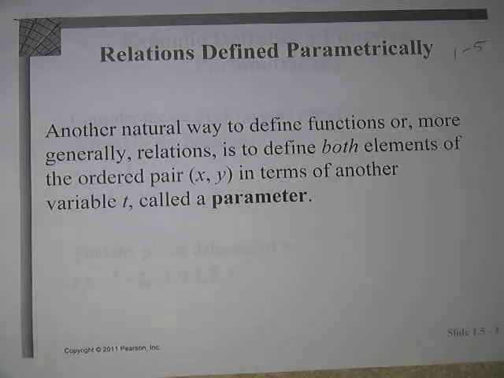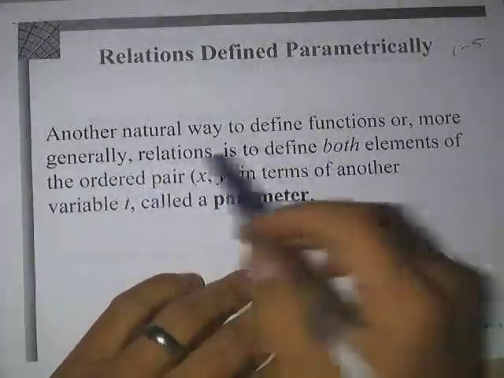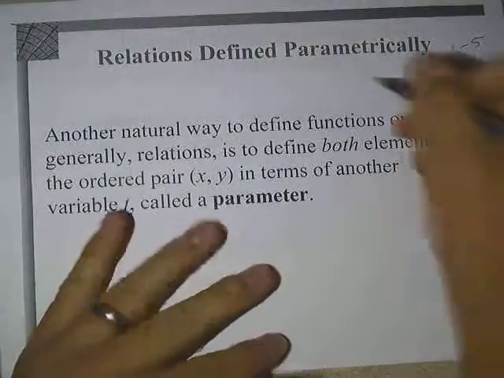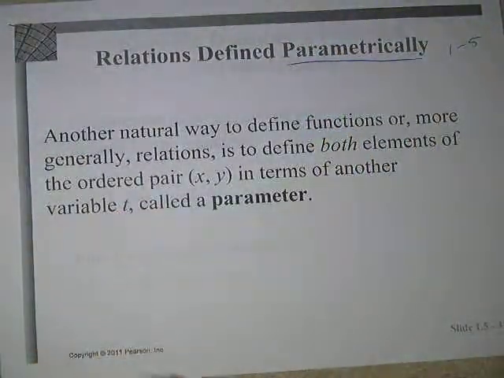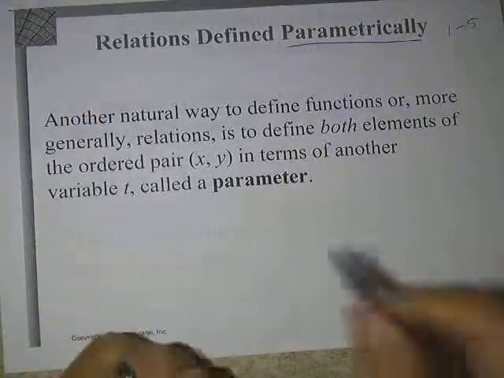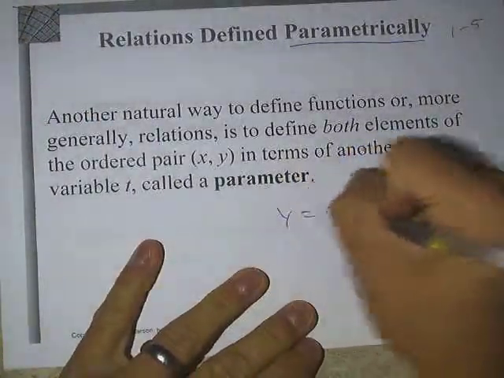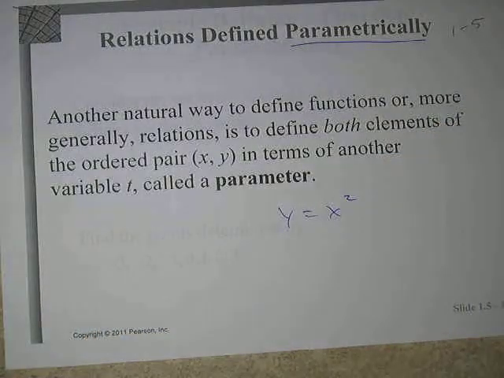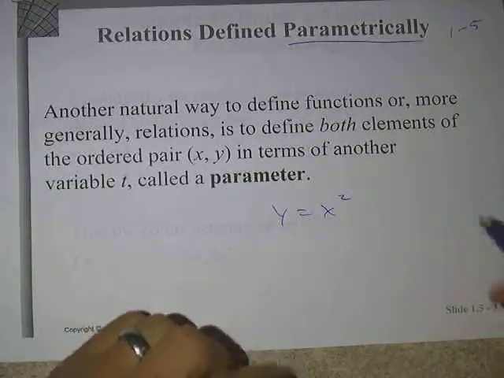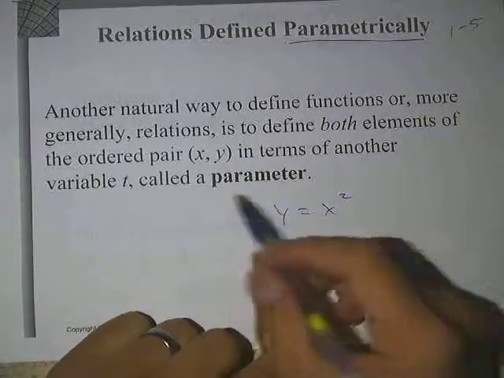Okay, another way to look at relations between functions, or just relations in general, is to look at them parametrically. Ultimately, instead of an equation that has y and x, like one of our favorites, y equals x squared, which is a direct relationship between y and x, sometimes we're going to be given a relationship that's in terms of a third variable, which we call a parameter.